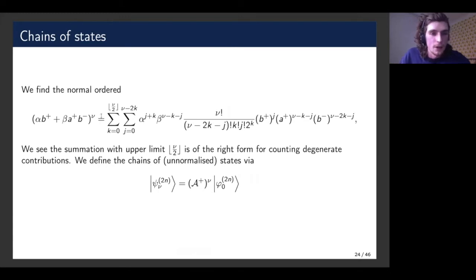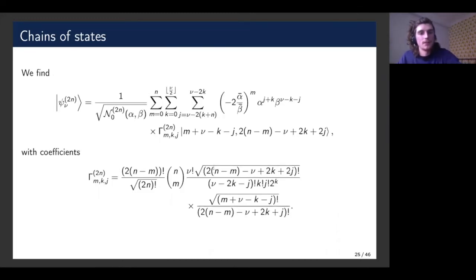We can find that the nth power is given by this expression here. We already see that it has a nice form, reminiscent of the considerations we've already made, where the floor function of nu over 2 appears naturally in the upper limit of the outermost summation. So this is promising. Then we define chains of unnormalized states, because we'll fix the normalization after, just by acting on the nth zero mode nu times. In doing so, we get a long and somewhat messy expression, but it's a closed form, and it works. We have this set of coefficients, which are not especially nice, but we'll consider them soon.